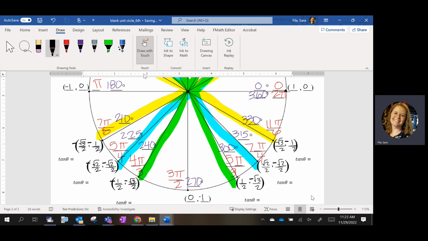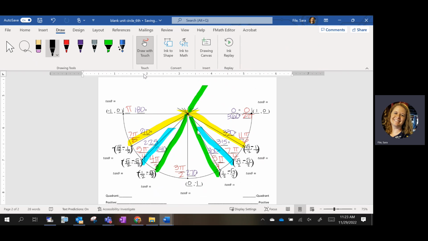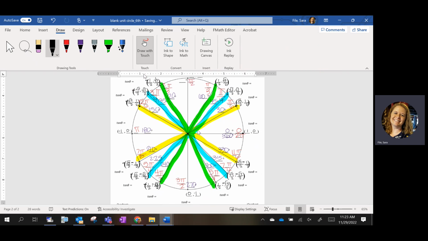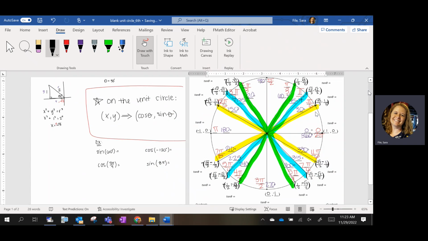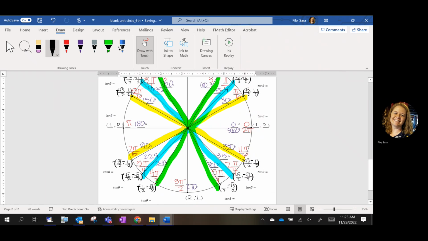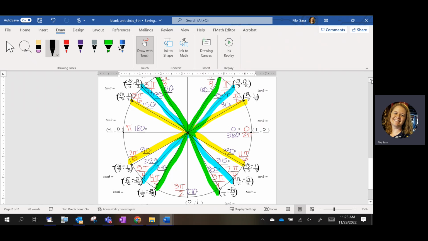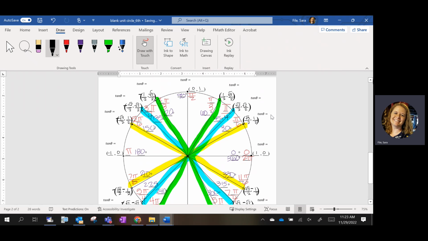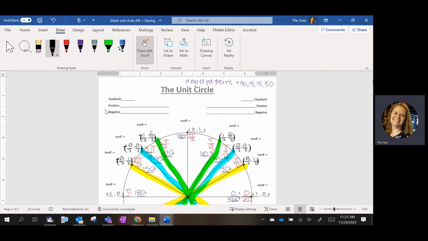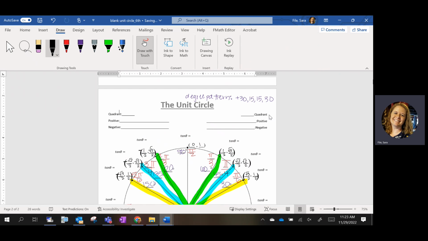Does that make sense? So everything on your unit circle inside, the degrees and radians, and now the coordinates should all be filled in. So you have a few blanks left. The only blanks you should have left here is where it says tangent around the outside of the coordinates. And then in each quadrant, it has a place for the quadrant, and it says positive or negative.